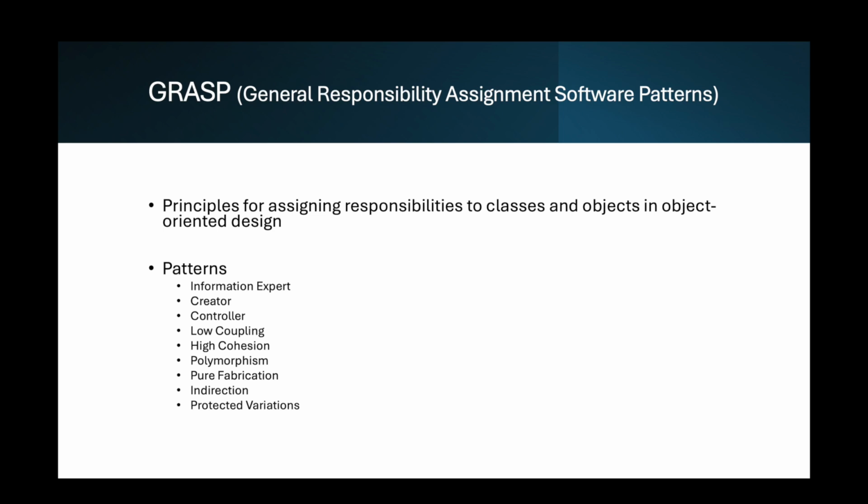We have pure fabrication pattern, which talks about assigning responsibilities to classes that do not represent a concept in the problem domain but are created to achieve a design goal such as improving cohesion or reducing coupling. Indirection pattern assigns responsibilities to an intermediary object to decouple interaction between components. We have finally protected variations pattern, which says protect elements from variations in other elements by wrapping the unstable elements with stable interfaces. Here is an example.